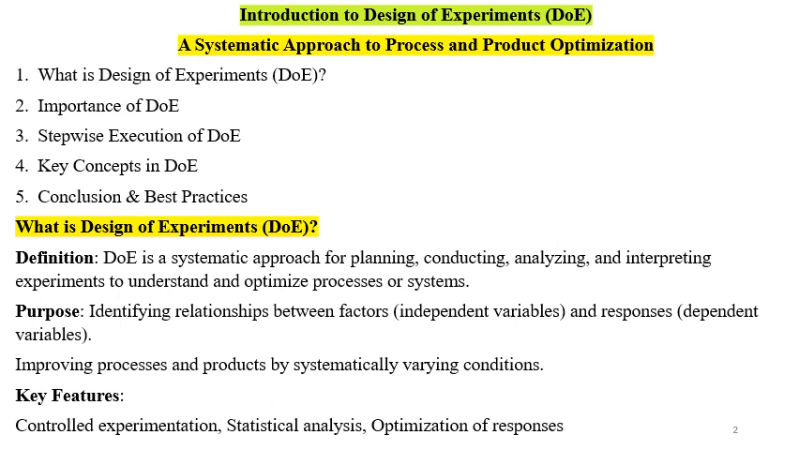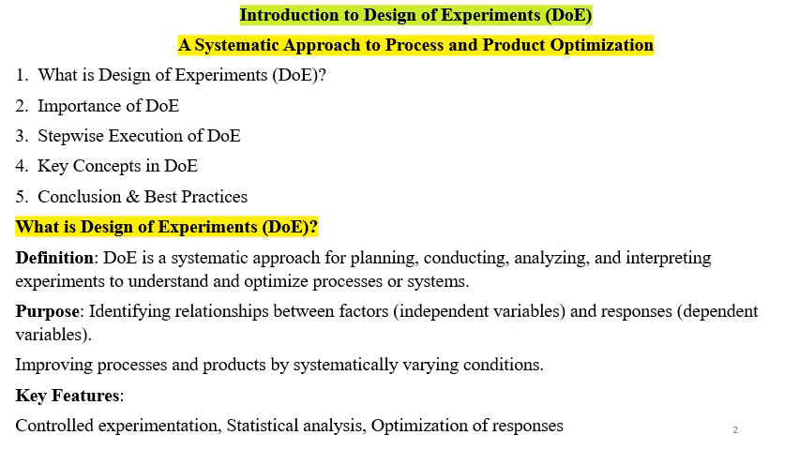The purpose of DOE is to identify the relationship between factors. These factors are independent variables and the responses are the dependent variables. For example, if you want to study the effect of controlled release polymer on the dissolution, then the level or concentration of the polymer will be the independent variable and the percent dissolution at a specific time point will be a response. Another important purpose of the DOE is improving the processes and products by systematically varying the conditions.